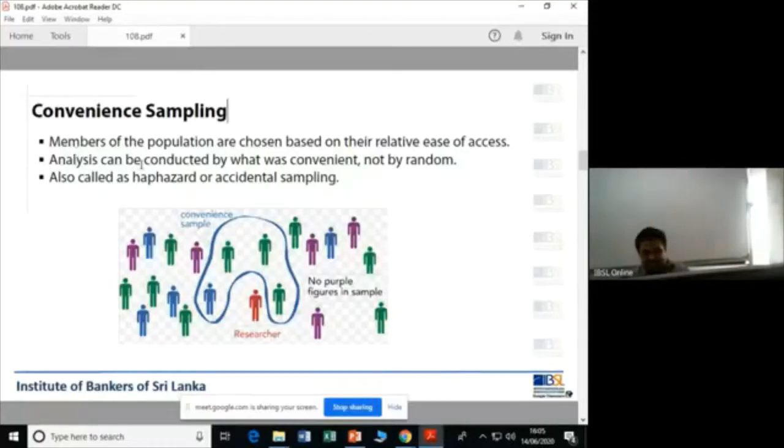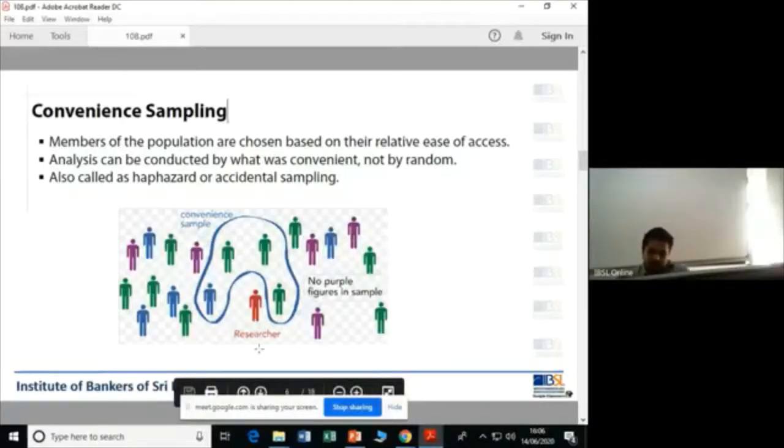Look at this definition. Members of the population are chosen based on their relative ease of access. Analysis can be conducted by what was convenient, not by random. This is also called haphazard or accidental sampling. Let's carefully see this example, which is explaining the diagram in the given slides.